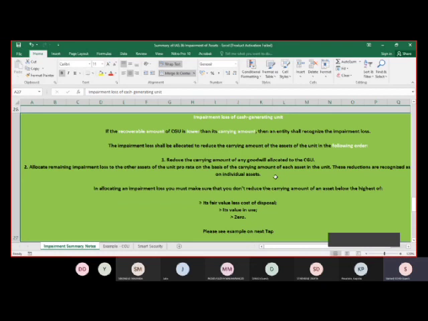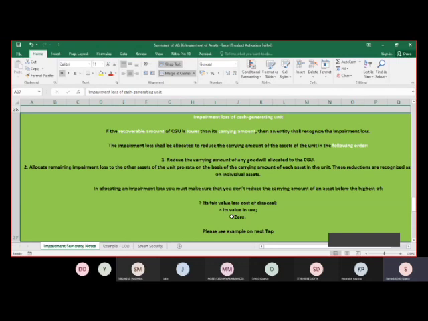In allocating an impairment loss, you must make sure that when you allocate the remainder of the impairment loss within these individual assets, in this case, it will be that 120, you don't reduce the carrying amount of an asset below the highest of its fair value less cost to sell. So in the exam condition, they will give you the fair value of those individual assets, and they will also give you the value in use.